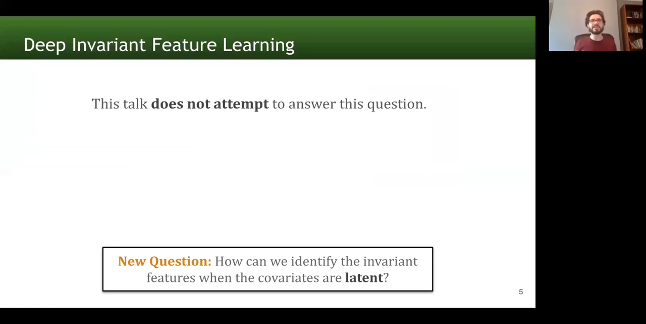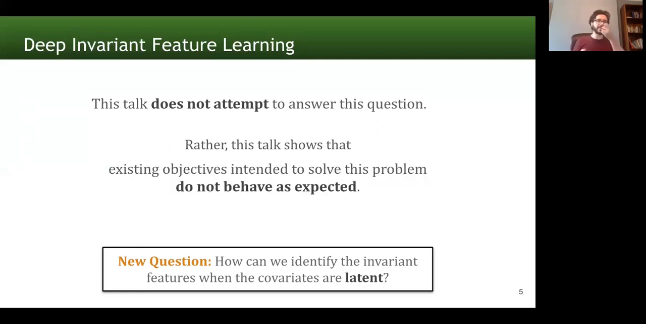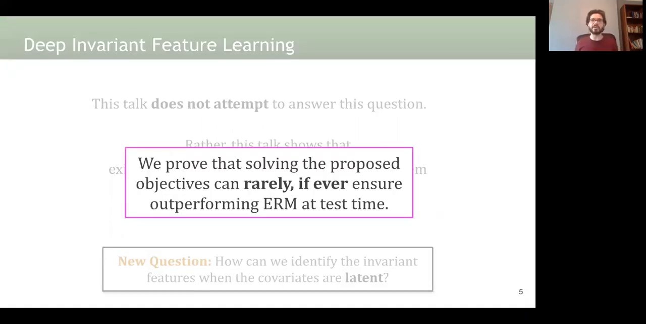This is the basis for a recent line of work with several objectives that have been proposed to solve this problem. In this talk, I'm going to be showing that these existing objectives really don't behave the way that we expect them to. All of these proposed objectives are intended to uncover this invariant predictor that will behave well. We pose a formal latent variable model, and we formally prove that solving these objectives rarely, if ever, ensures doing better than just standard vanilla ERM, which, as we've seen, can really fail pretty catastrophically in practice. So this is the primary background of invariant prediction.